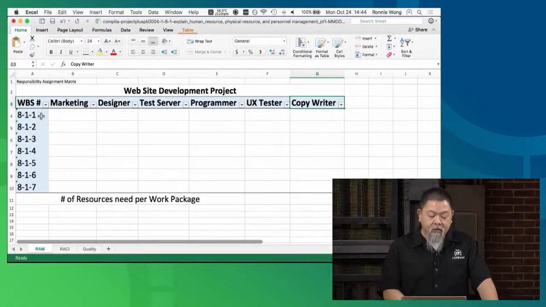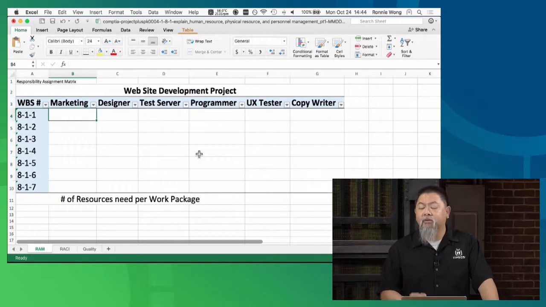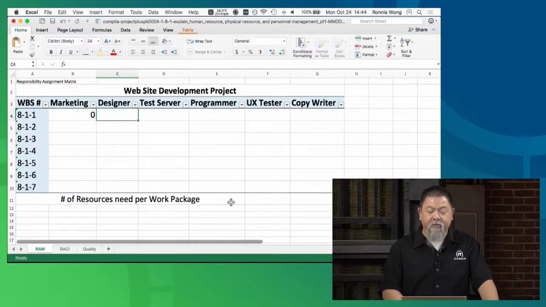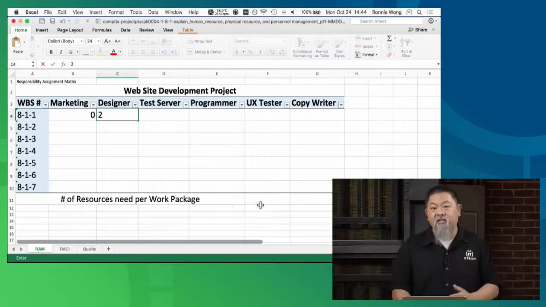Whatever 8.1.1 is, this is where I might go to my project team leader for that particular one. I call it point 1 here. I might say, all right, how many marketing people do you need for your particular task? And they might tell me, I don't need any. Great. What about designers? Well, I need at least one designer, 2 would be better. So let's just go ahead and say 2.